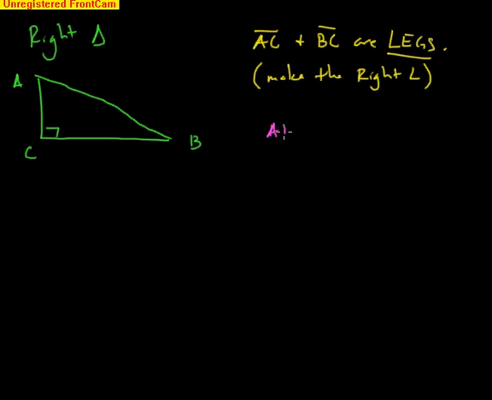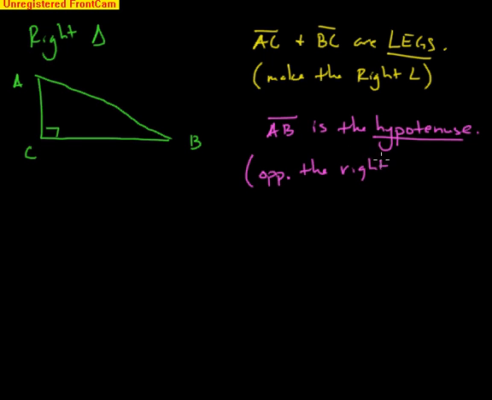Now the last side is AB. AB is the hypotenuse. Hypotenuse, okay? And we say it's across from the right angle. It's opposite the right angle. Okay? So AC and BC make the right angle. The hypotenuse AB is opposite the right angle.